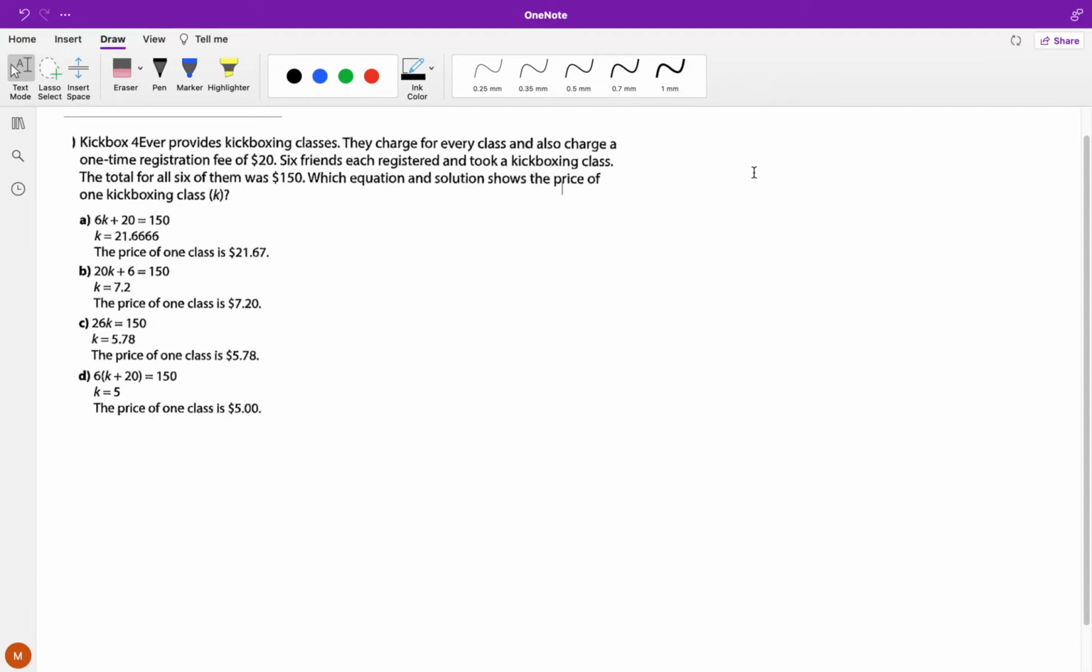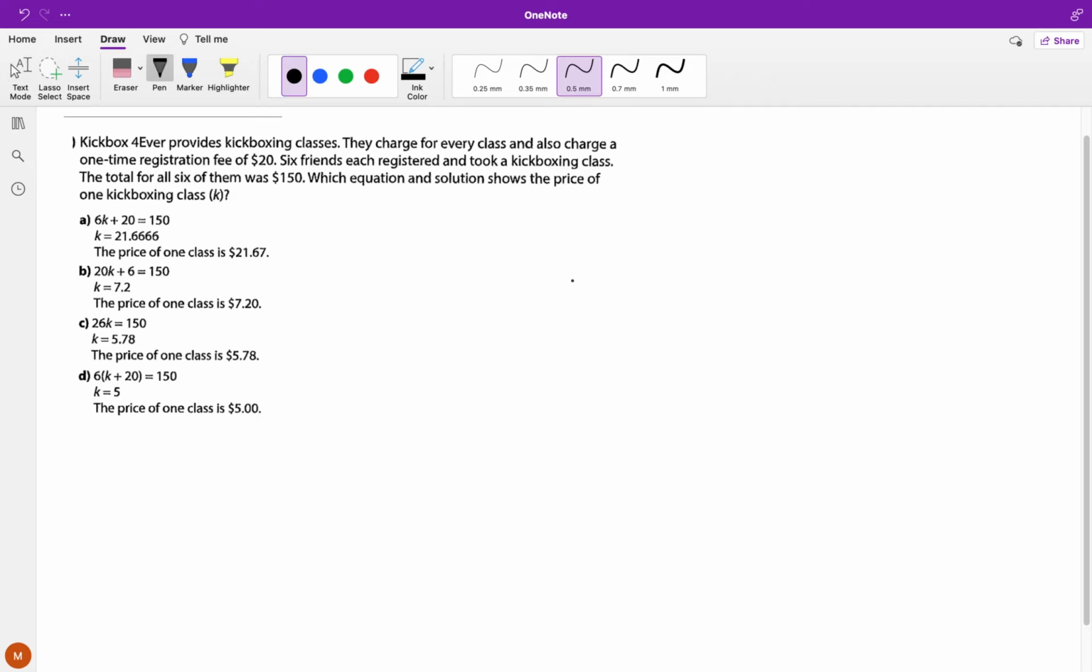So when we're doing this, we look and say, okay, they charge for every class and also charge a one-time registration fee of $20. So that one-time registration fee is never going to change. It's always going to be $20, no matter what, but that's for per person. All right, so each person has to register for this class. So 6 friends took this.